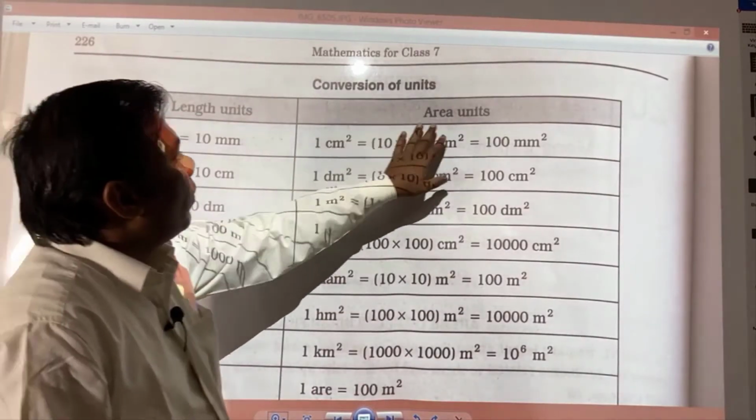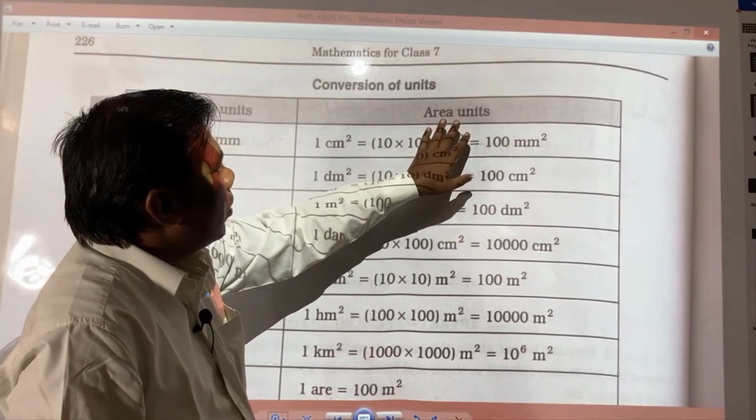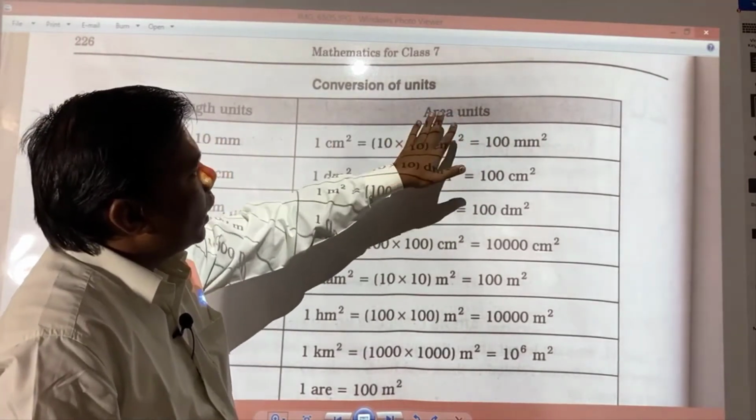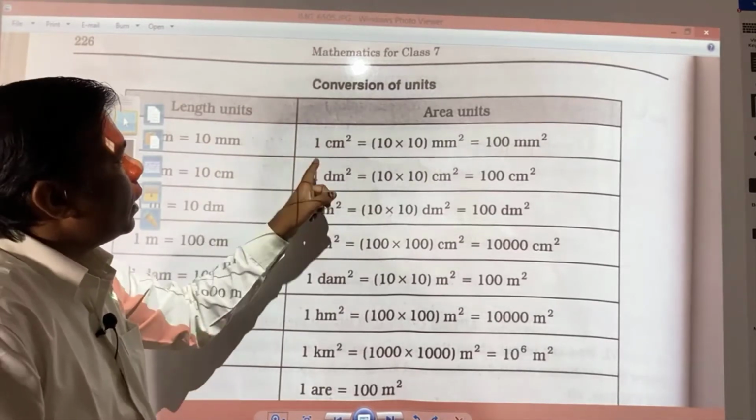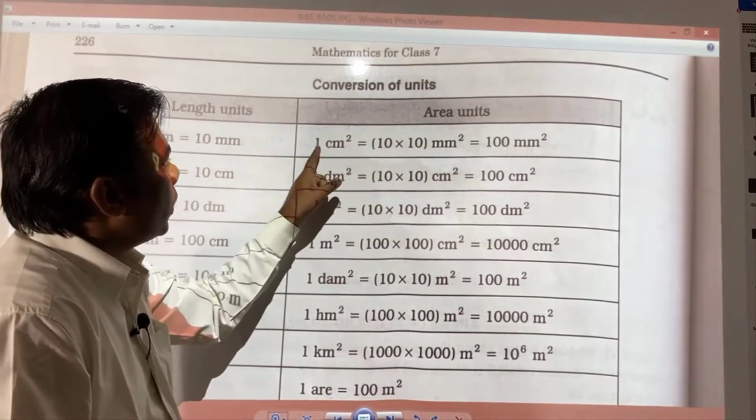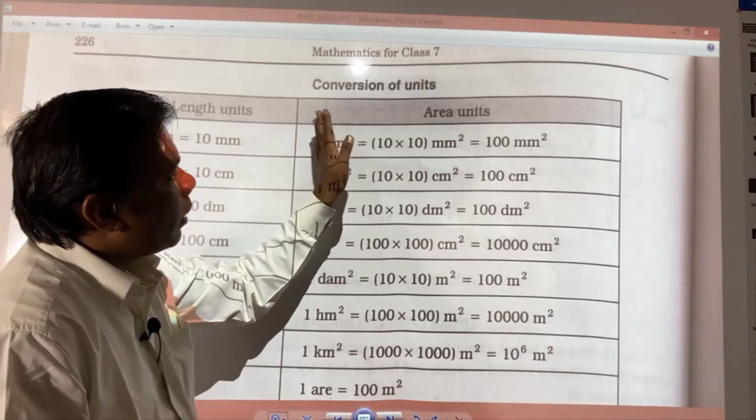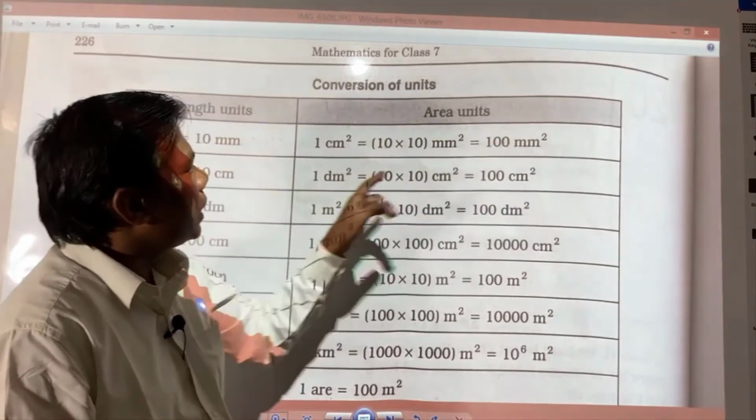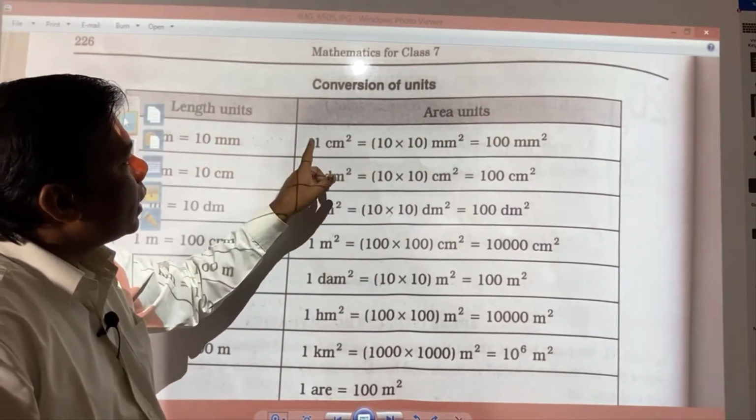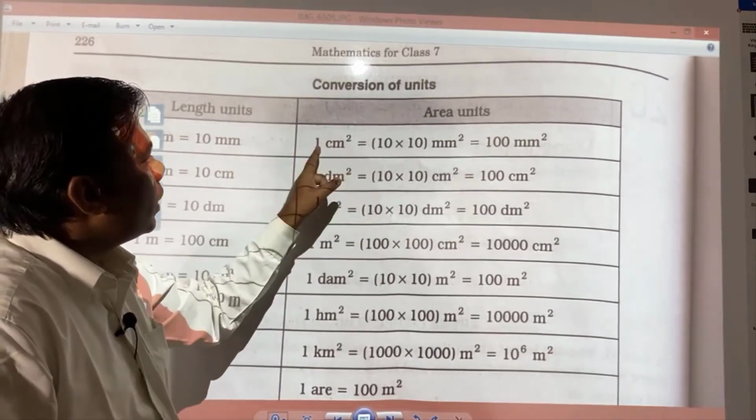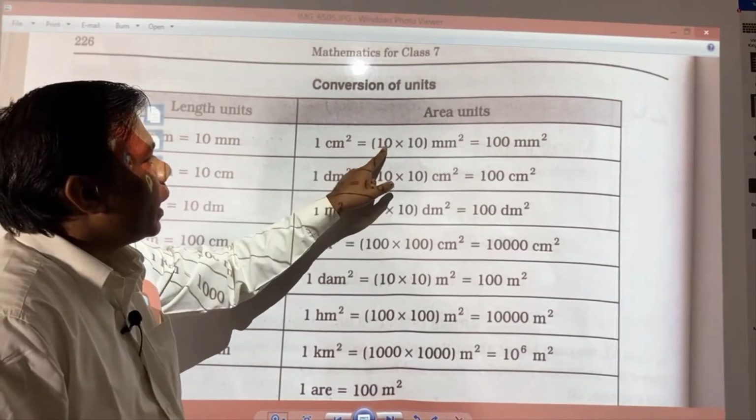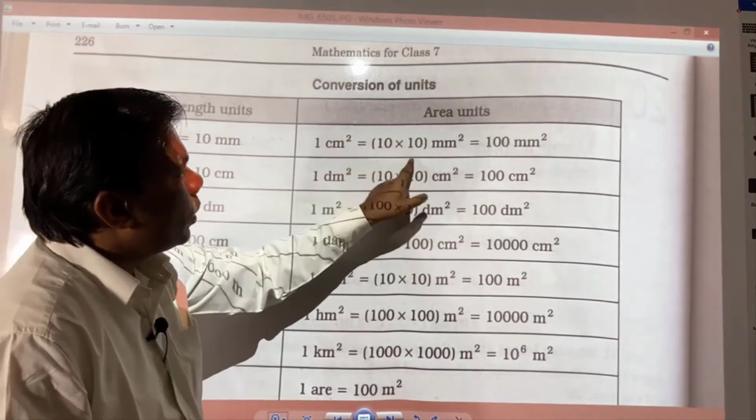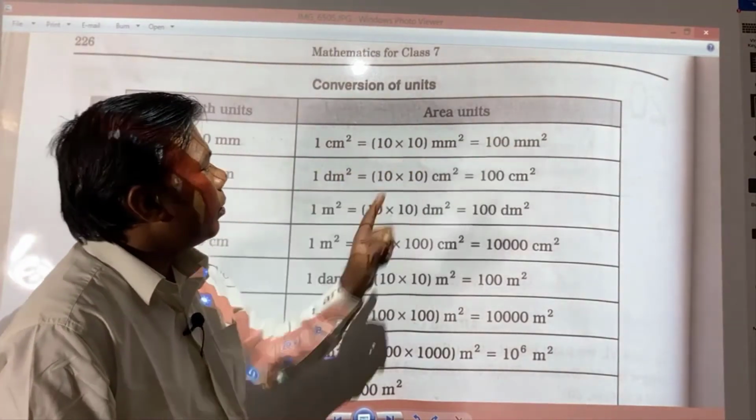Here you see, if you want to know the area of the given figure, and that is in centimeter, then 10 into 10, just you see, 1 centimeter square. This can be converted into millimeter square. So centimeter is required to be converted. How will it be converted? Suppose 1 centimeter is there. 1 centimeter is equal to 10 millimeter. So 10 into 10, so this will be 100 millimeter square.